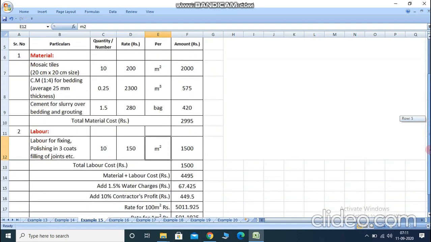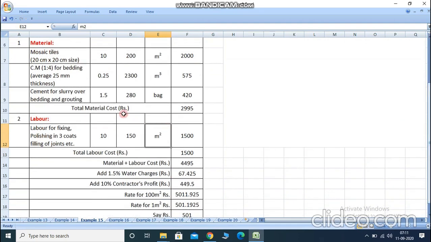Now summation of the labor cost and material cost: material cost 2995 plus labor cost 1500. So total material plus labor cost is 4495 rupees. Here we include the 1.5% as water charges. So 4495 multiplied by 1.5%, we got the answer 67.425 rupees.